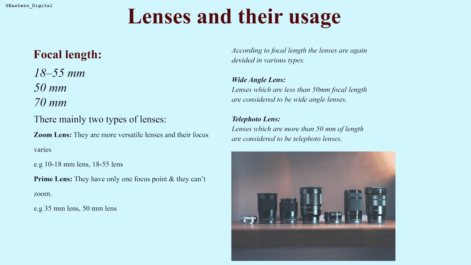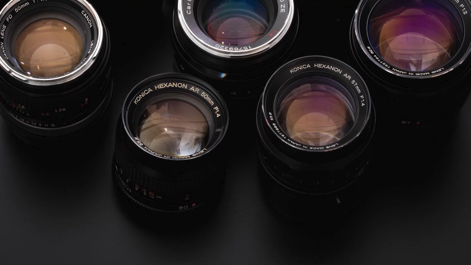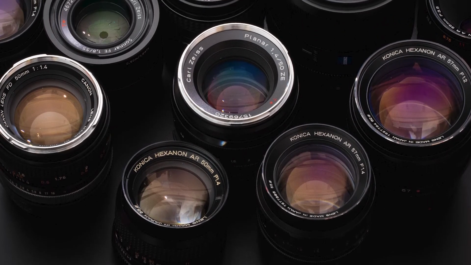But if you take an example as a 10 to 18 mm or a 10 mm lens, then it will be called a wide angle lens. It will cover much more area. 10 to 18 mm lens, 35 mm lens, all these are called wide angle lenses because the focal point is less than 50 mm.